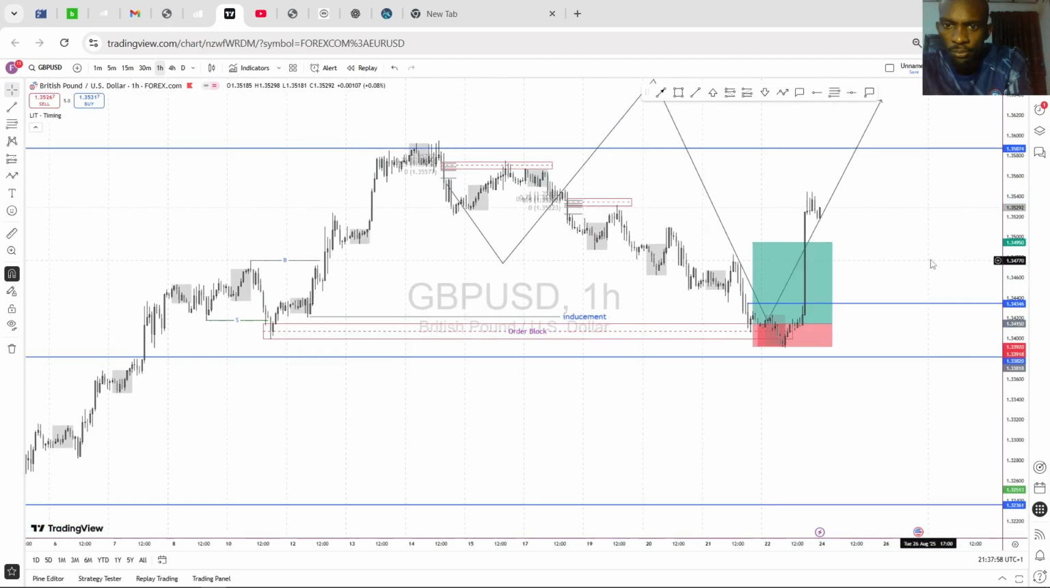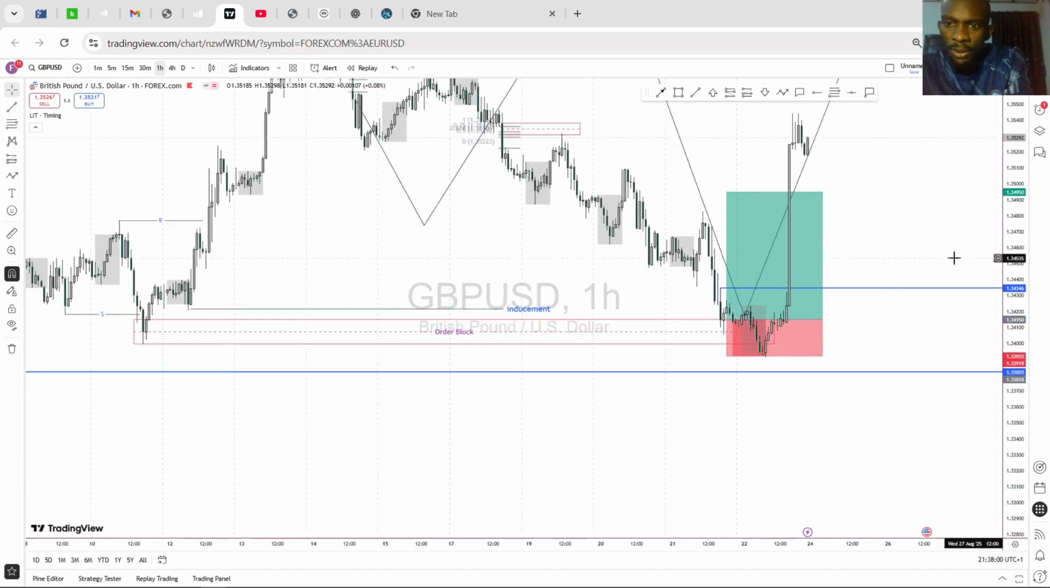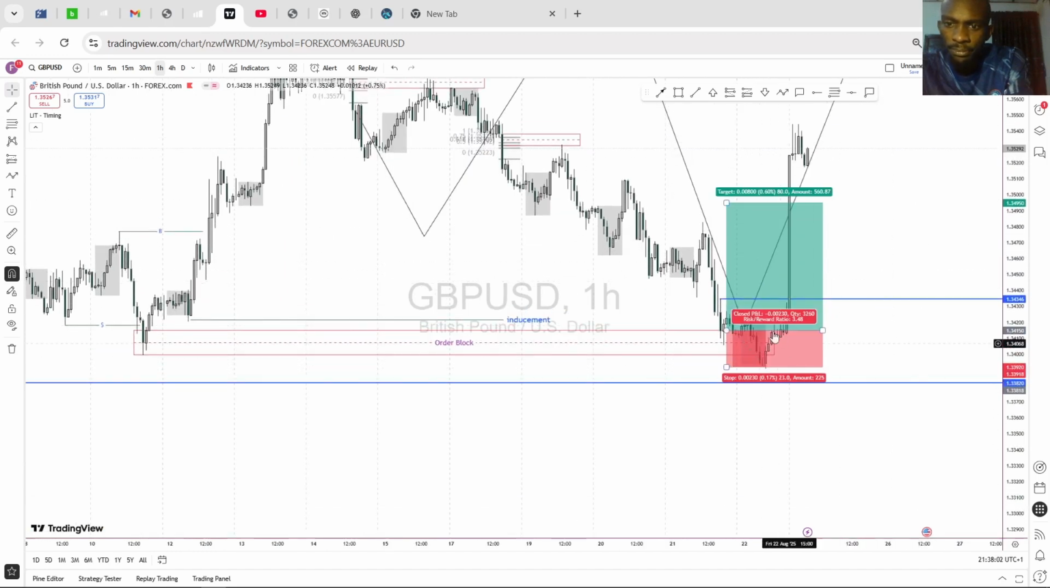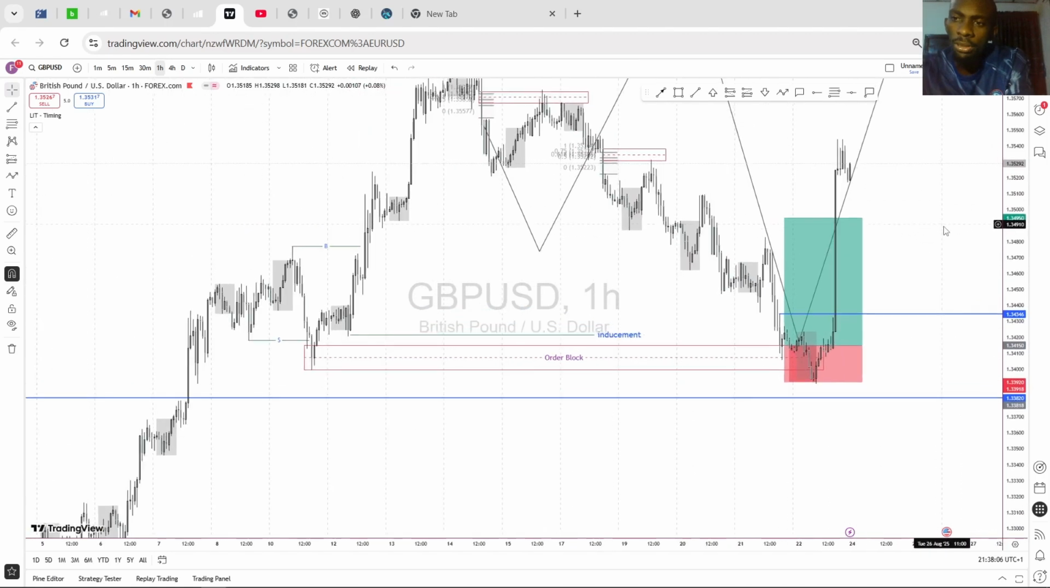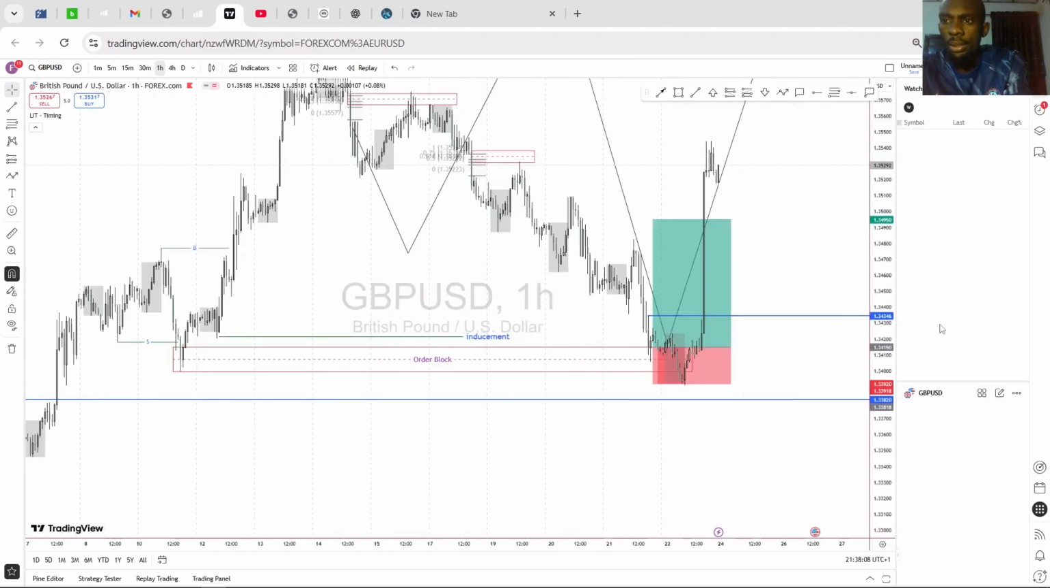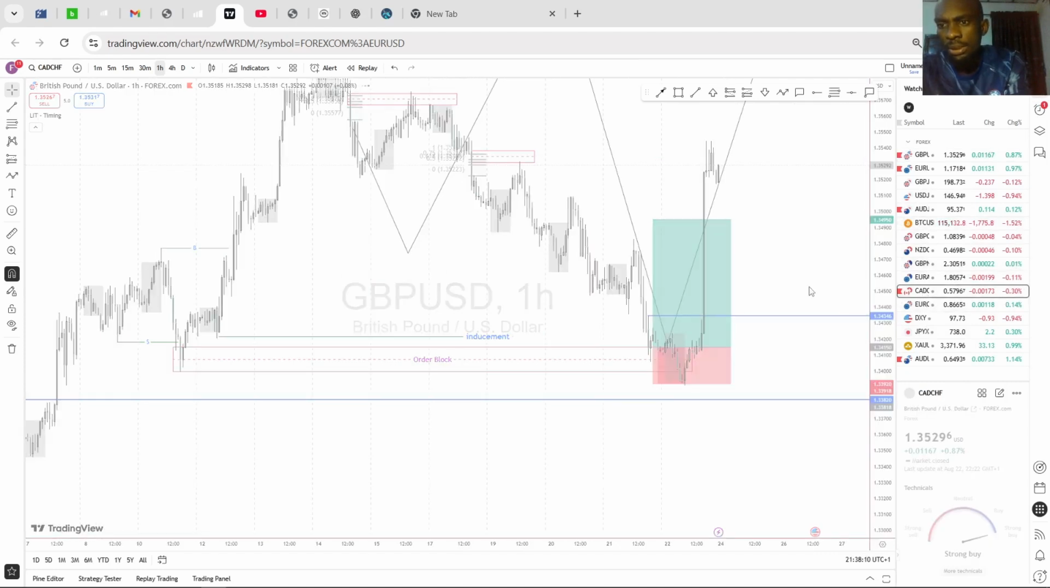So we are not lucky. We lost the trade. Look at the SL, the market actually reversed. It's just not our luck. So let's just look at another trade, which is CADCHF.